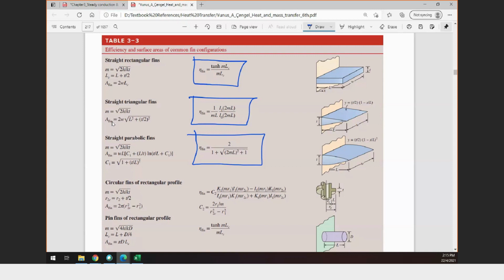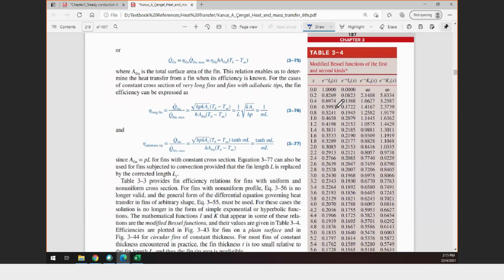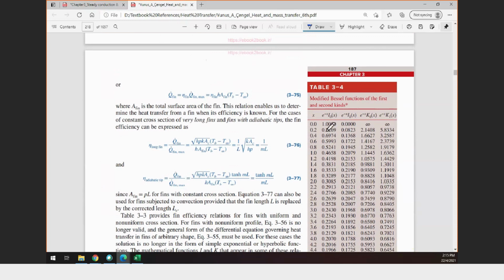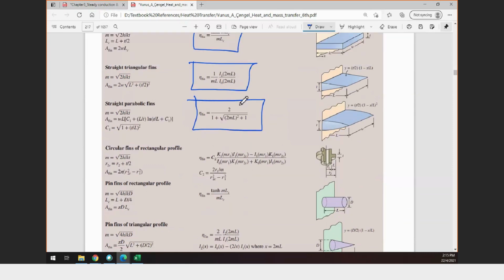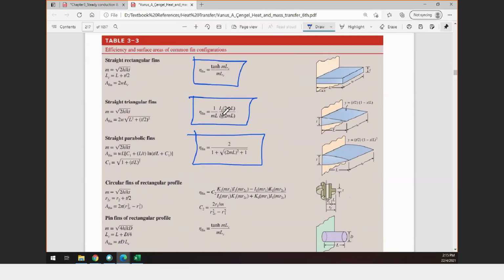Okay, so the same goes when you have a straight triangular fin. What is this? M is this value. What is L? L is the length of the fin. What are I1 and I0? I1 and I0 are Bessel functions. Okay, you need to go to this next table. Yeah, this one. This is the I1, I0 function. You need to define the x value, then this is your Bessel function for I0 or I1, depending on what condition you want to calculate.